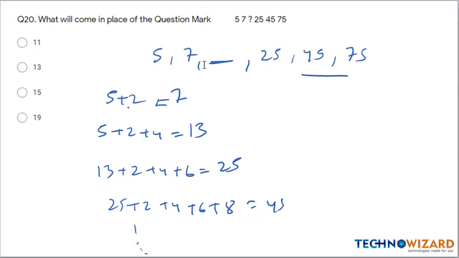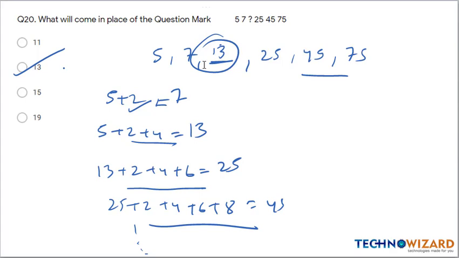This is the series. In the first we have added 2. Now in the second term we have added 2 plus 4, both even terms, then 3 consecutive even terms, then 4 consecutive even terms. Therefore option B is the correct answer, that is 13.